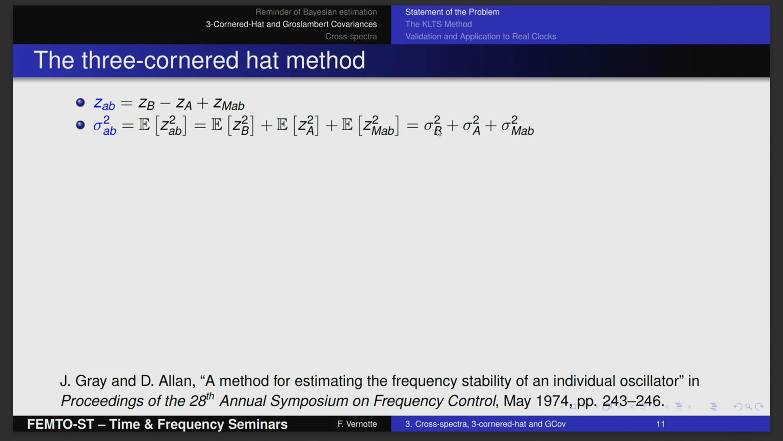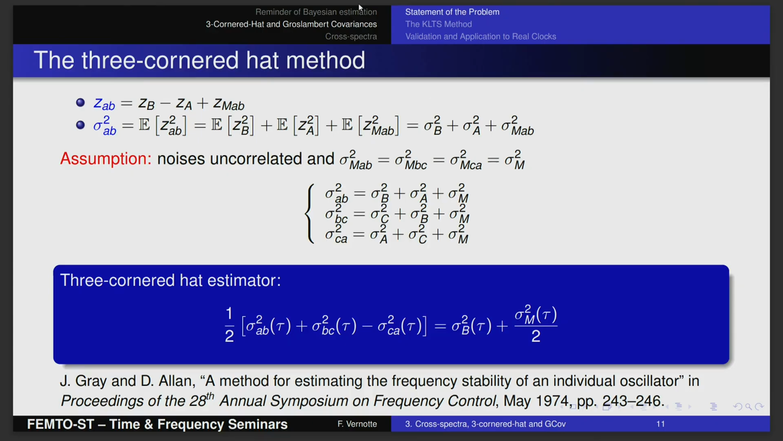So you have the Allan variance of B, the Allan variance of A, and the Allan variance of the noise of the counter. We can do that because of the assumption that we consider that the noises of all time interval counters are uncorrelated and have the same variance. We have the same noise level for each time interval counter, which is somewhat logical. So we can build this system. For the first time interval counter, it's the variance of B plus the variance of A plus the variance of the noise, and it's true for each time interval counter.